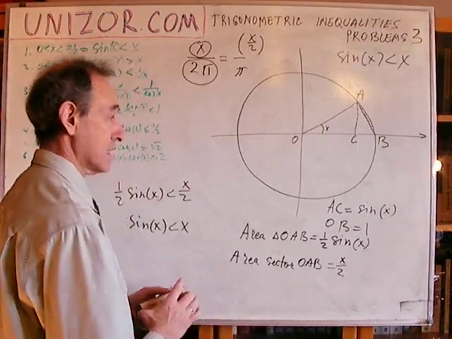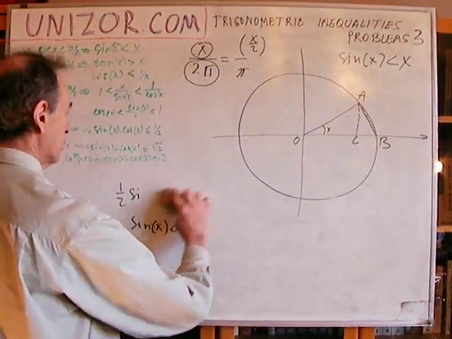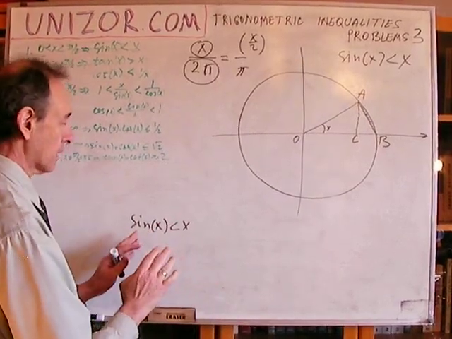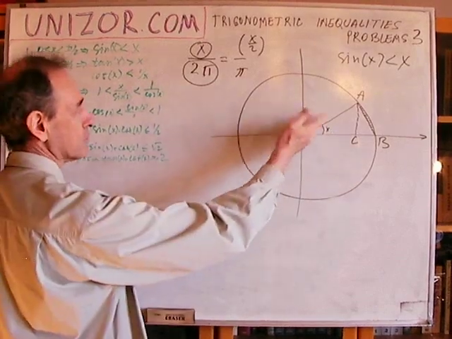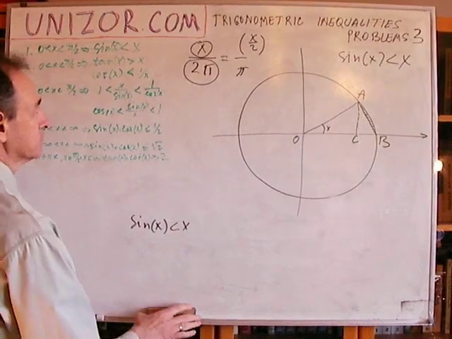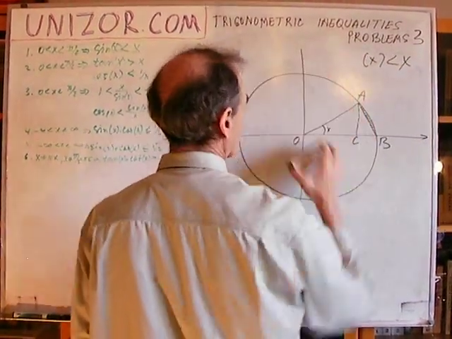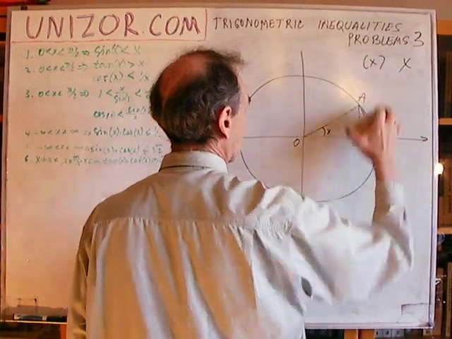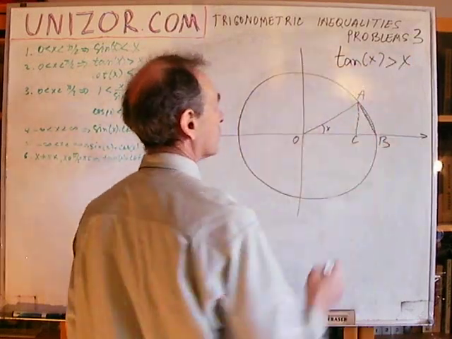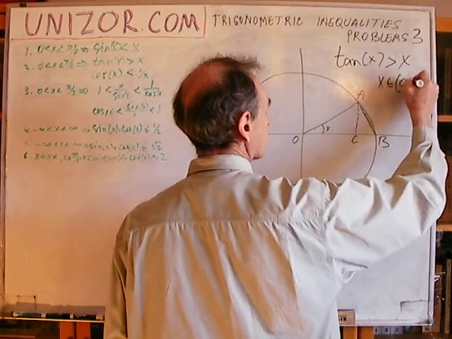Now, that's it. That's the first trigonometric inequality I wanted to present to you. And again, don't forget that I'm talking right now only about angles x from 0 to pi over 2. I'm talking about acute angles only. Well, that's the number one. The second inequality which I would like to talk about is about tangent. I would like to prove that tangent x is greater than x, again, if x belongs to the interval from 0 to pi over 2.